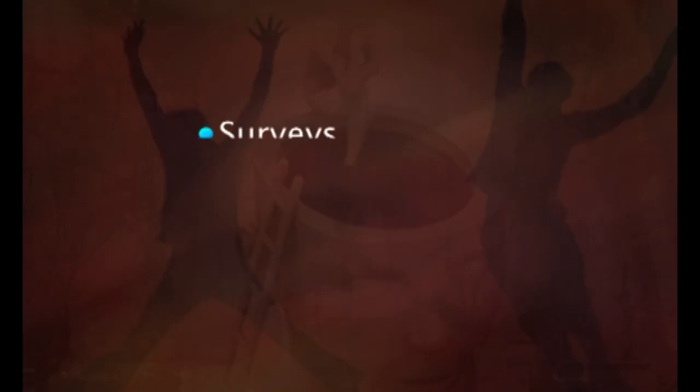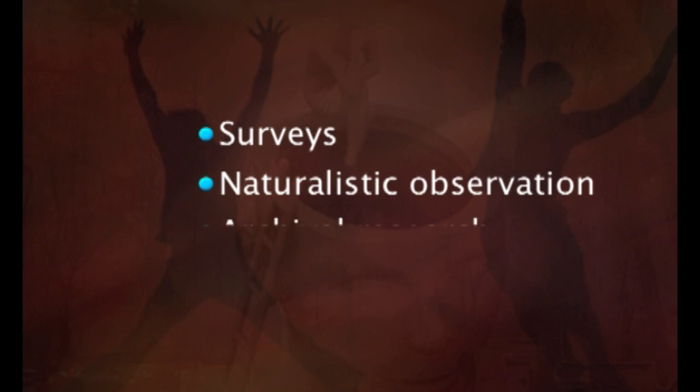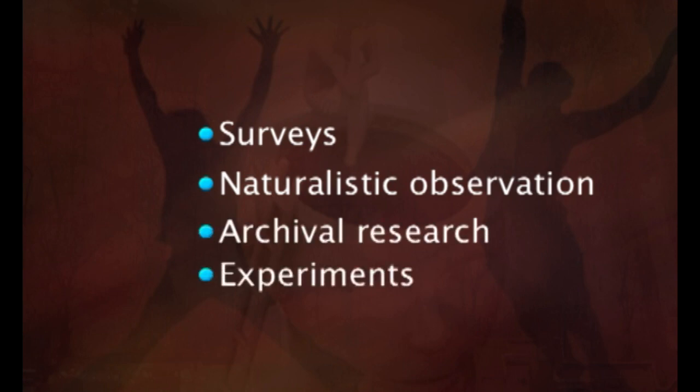Although there are many ways of collecting data about social behavior, most social psychological studies use one or another of four main methods. The four main methods used in social psychological studies are surveys, naturalistic observation, archival research, and experiments. Let us look at the first method of surveys.